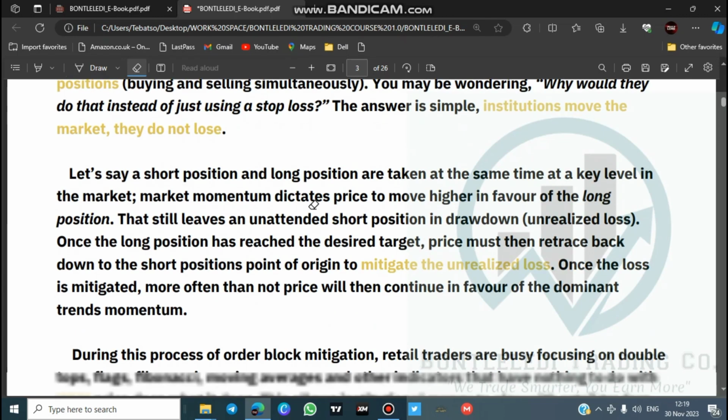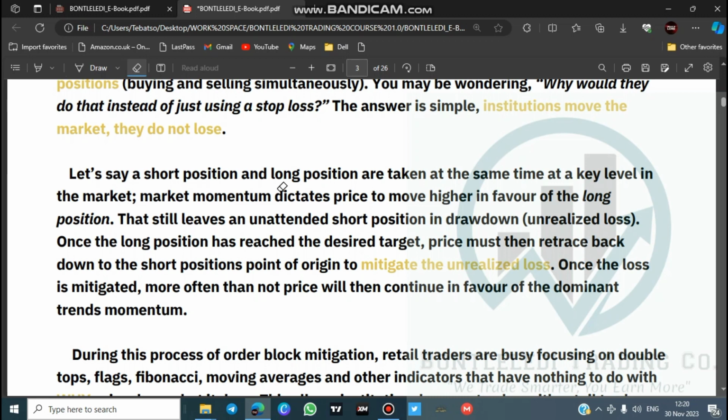Cool. Let's say a short position and a long position are taken at the very same time at key levels. These key levels, we as the retail traders, we name them your highest high or your support and resistance. Those are the things like supply and demand, we call them those. But these ones, let's say a short position and long position are taken at the same time at a key level in the market. Market momentum dictates price to move higher in favor of the long position.